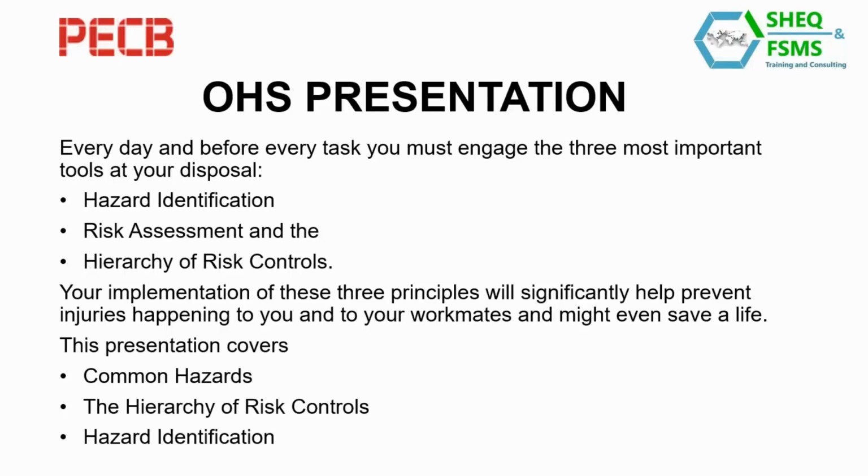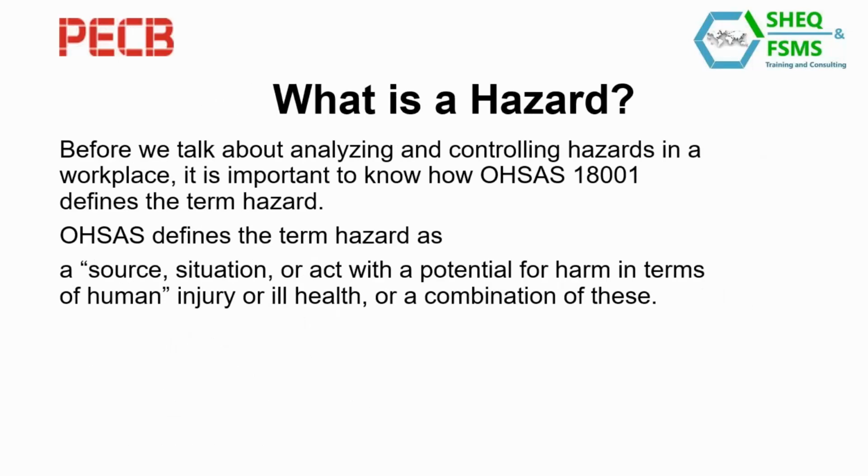First of all, we must define what a hazard is. Before we talk about analyzing and controlling hazards in a workplace, it is important to know how OHS 18001 defines the term hazard. OHS defines the term hazard as a source, situation, or act with a potential for harm in terms of human injury or ill health, or a combination of these.